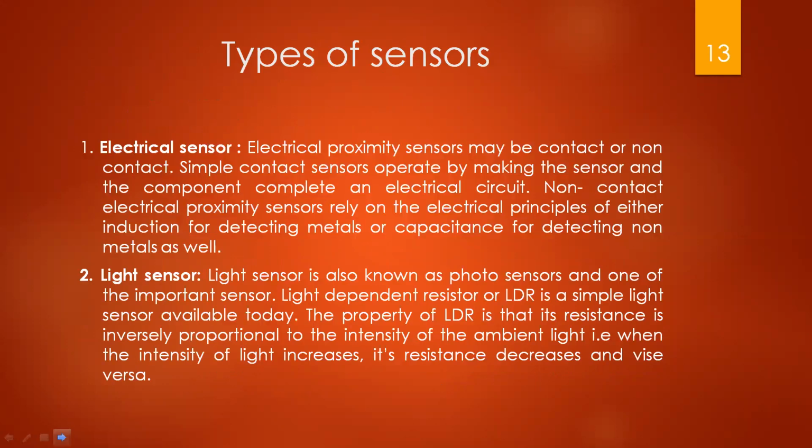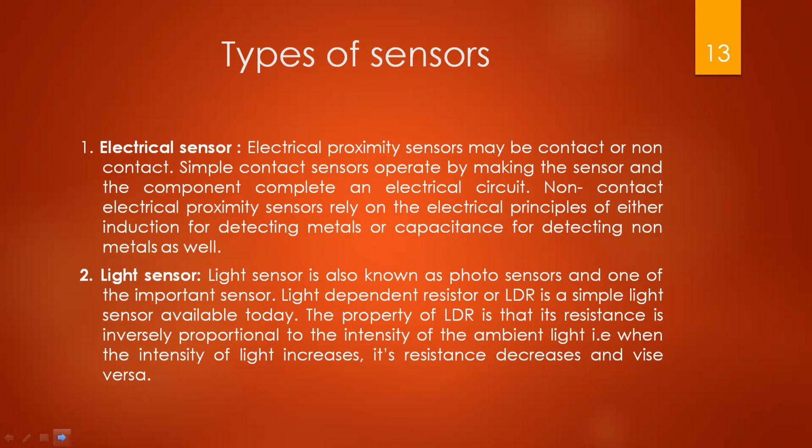Now the next topic is types of sensors. The first one is electrical sensor. Electrical proximity sensor may be contact or non-contact. Simple contact sensor operate by making the sensor and the component complete an electrical circuit.